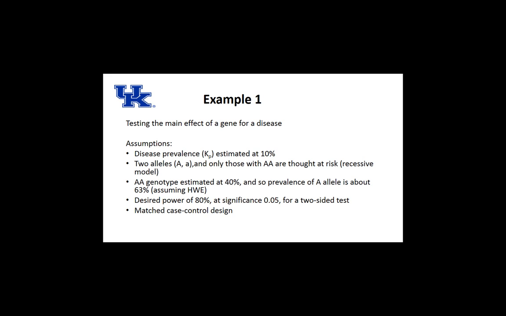We want 80% power. We're setting our type 1 error rate at 5%. We're doing a two-sided test and a matched case control design. So case control design, we're going to be using logistic regression in this setting. The matching allows us to have, for each case, a pool of controls. It could be 1-to-1 matching. We can make it 2-to-1 matching, what have you. It just changes the logistic regression to a conditional logistic regression if we're in this matching setting.